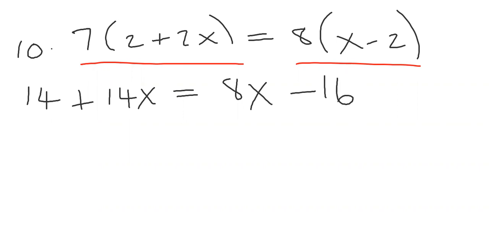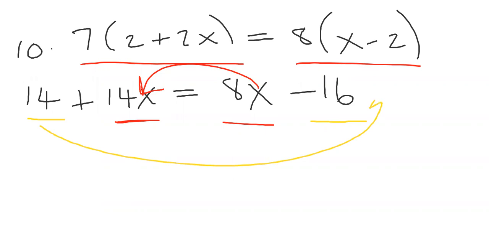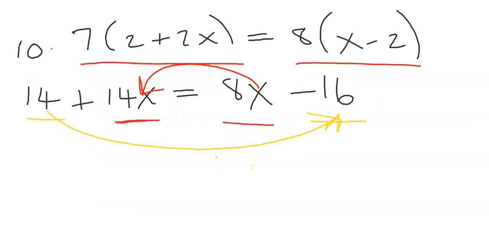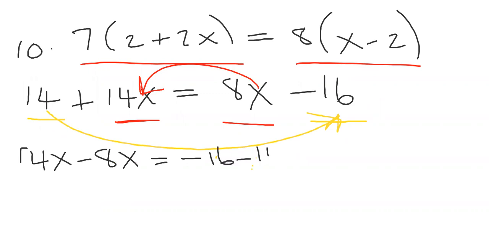Then we do the same thing, collect like terms. We have an x here, we have an x here. So let's take this x that side. Then we have numbers that don't have variables. We have a 14 there and a negative 16 there. So take the 14 that side. Then rewriting our equation, we now have 14x minus 8x is equal to negative 16 minus 14.